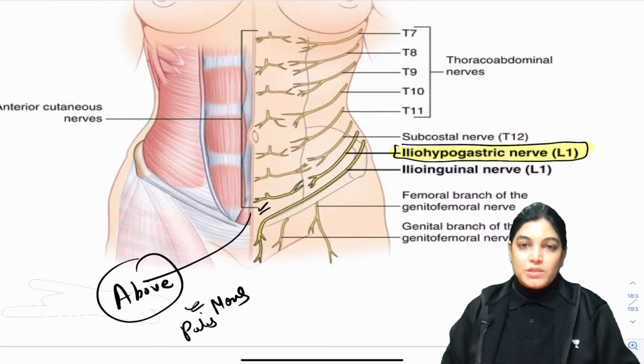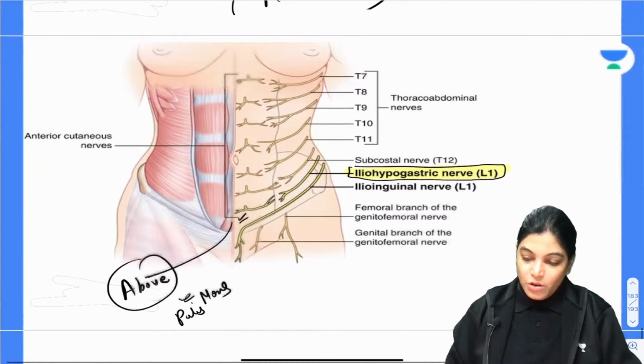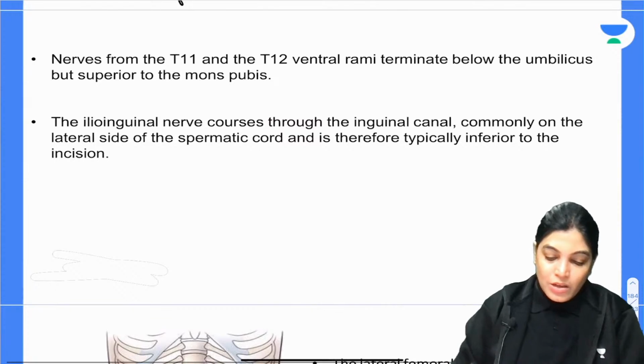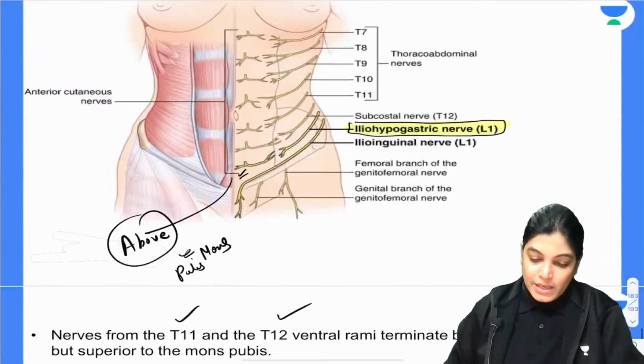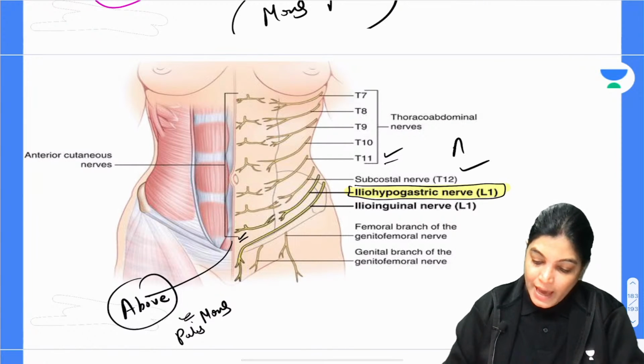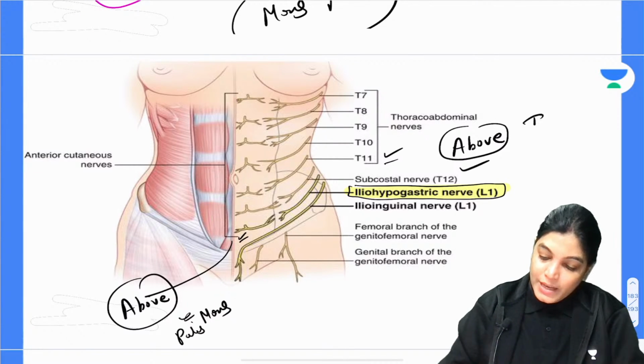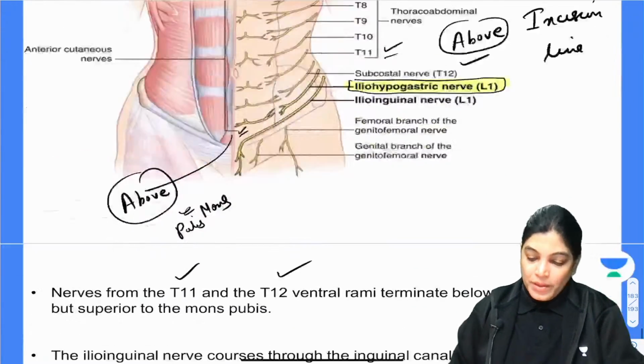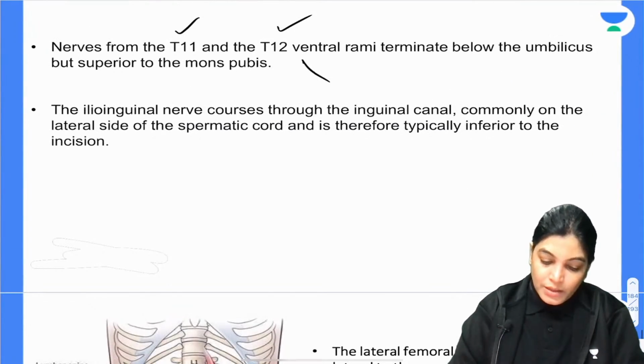What about the other options? Let me move on with the other options. The other option was T11 and T12. See here, T11 and T12 are lying above the incision line. So it can't be the correct answer. Okay, so both are wrong.